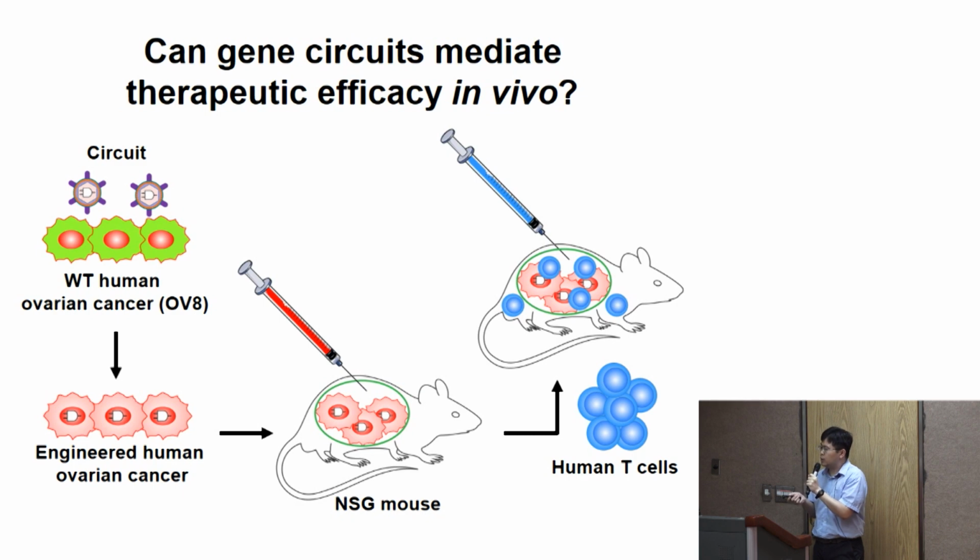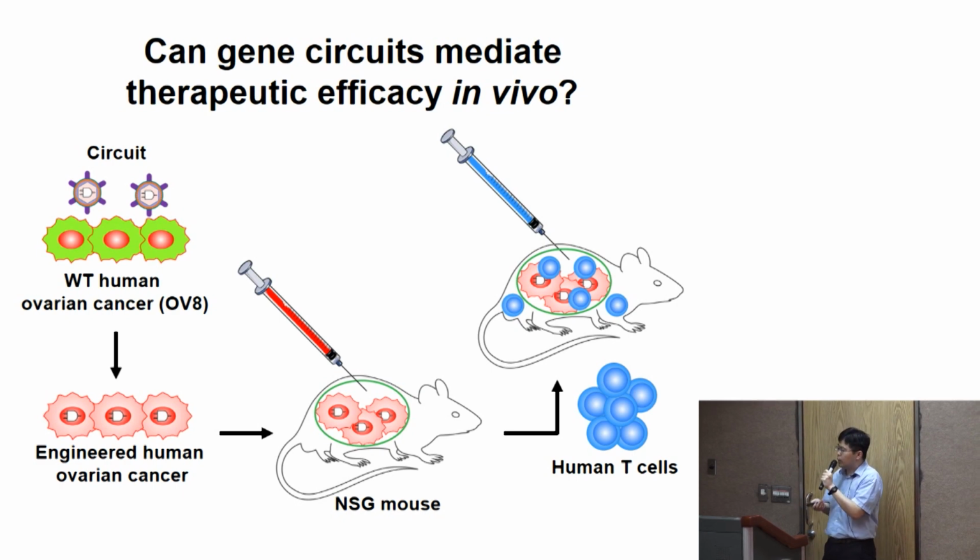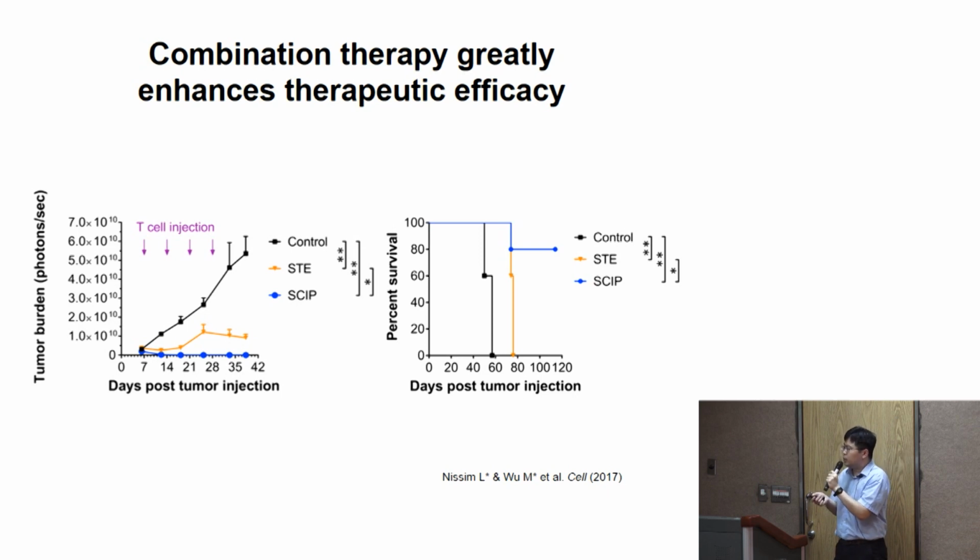Then we introduce these tumor cells into the peritoneal cavity of NSG mice. NSG mice lack an adaptive immune arm, so it allows us to implant human tumors, and it also allows us to implant human T cells to study therapeutic efficacy in a clinically relevant setting. So how does it work? We measure tumor burden and mouse survival, and the x-axis is the day post-tumor inoculation. We can see the black line is a control group where the tumor is without circuit. We can see the tumor grows aggressively.